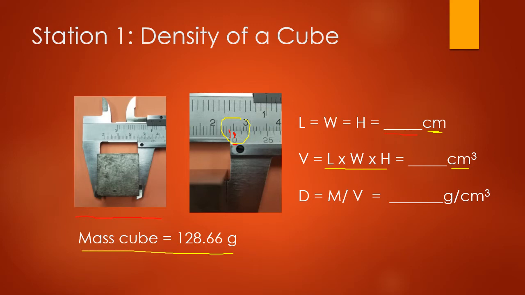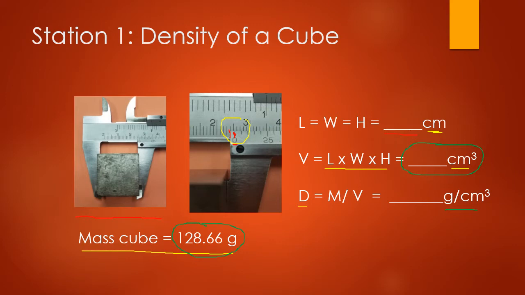The last calculation you need to do is density. Density is mass divided by volume. The mass is given to you at the bottom of the slide, 128.66 grams. The volume you will calculate using the measurement on this slide. You will take those 2 values and divide them to get your density. The units on density are going to be grams per centimeter cubed.